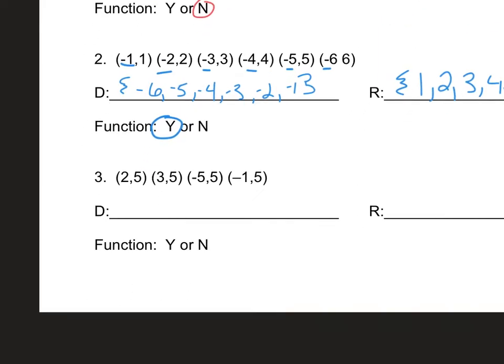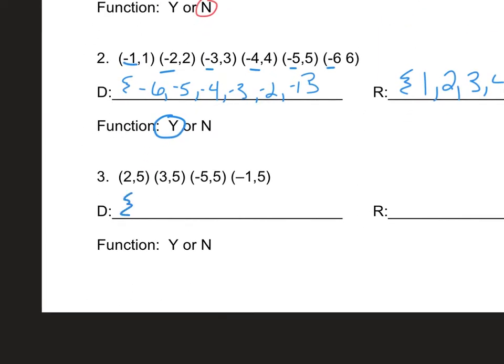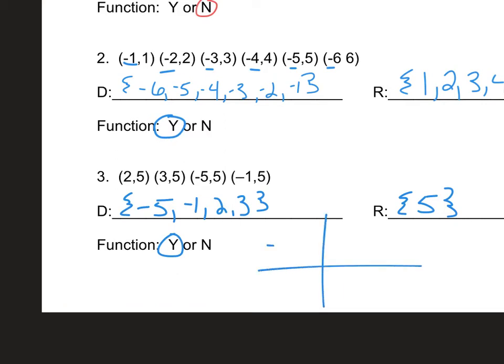All right, let's look at number 3. The domain. Let's see, I've got a -5, -1, a 2, and a 3. And then on the range, they're all 5. Now, whether you like it or not, this is a function. The x values did not repeat, just the y values. If this were a graph, it'd just be a horizontal line.